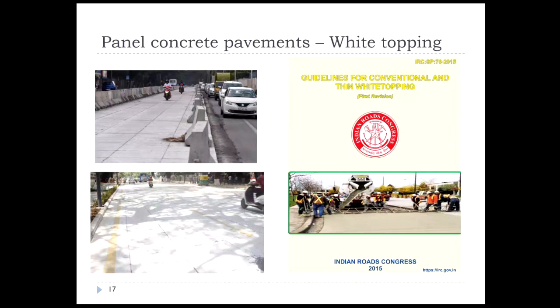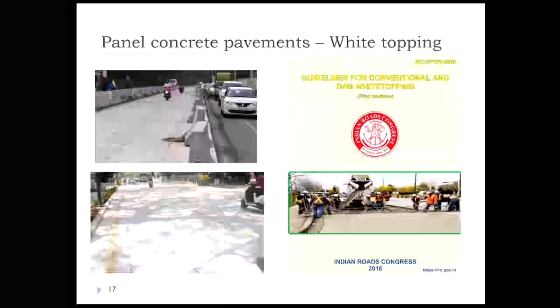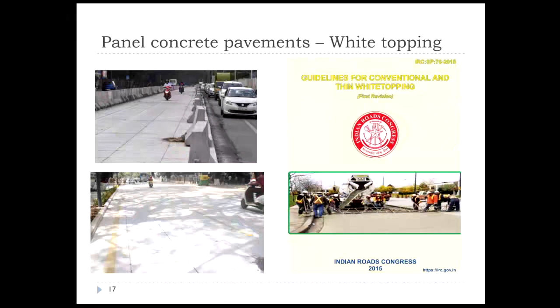Now, in this context, we would all have at least heard, even if we have not constructed it, about what is referred to as white topping. We would have come across in newspapers that several city roads, such as in Bangalore and Hyderabad, are overlaid with concrete surfacing, and they refer to this as white topping. You actually have a concrete overlay over a distressed bituminous pavement.